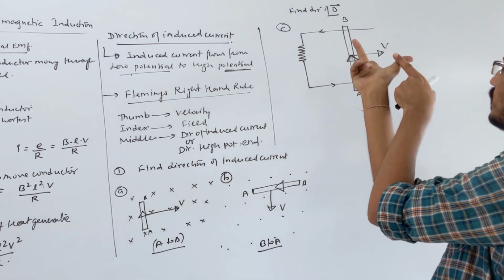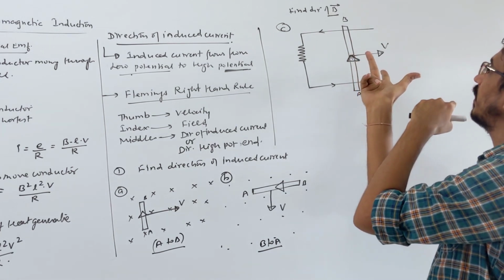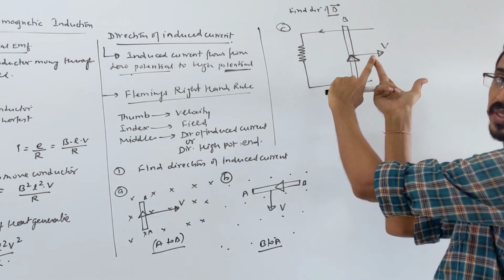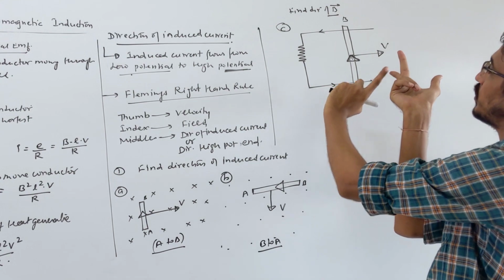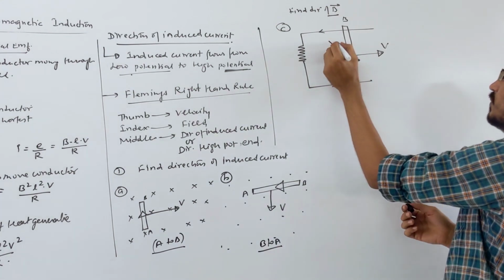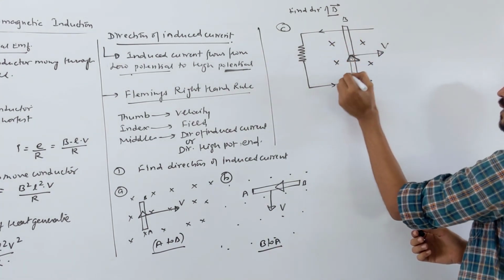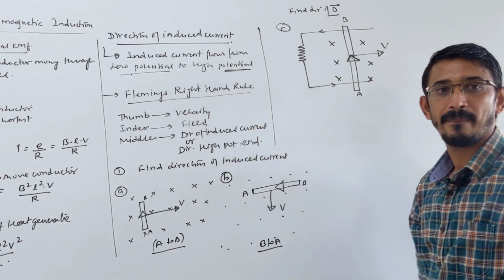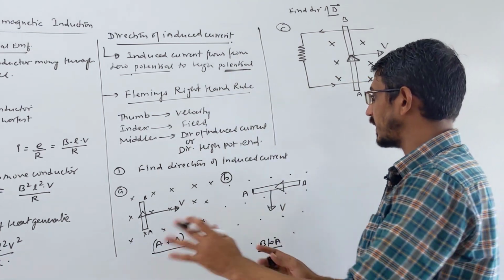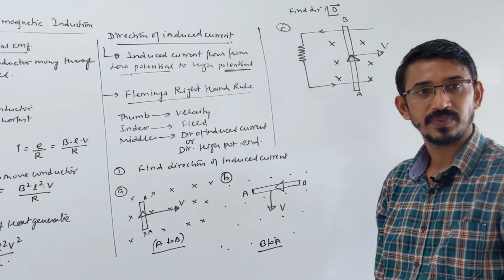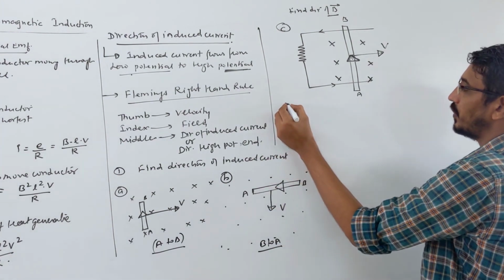So look here, velocity towards left, direction of current shown by this finger, middle finger upward. So the field should be what? Inward. It means the field here is what type of field? Inward field. Correct? Yes, inward field. Okay, these are the examples to find direction. Now the second type of question I am doing.